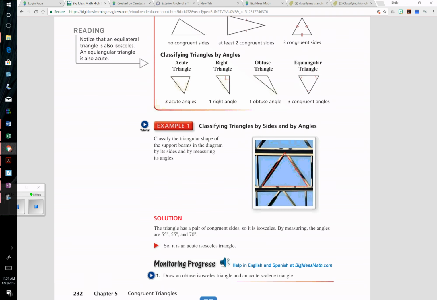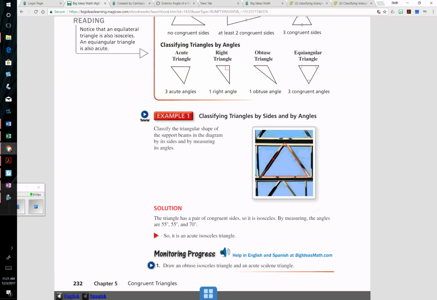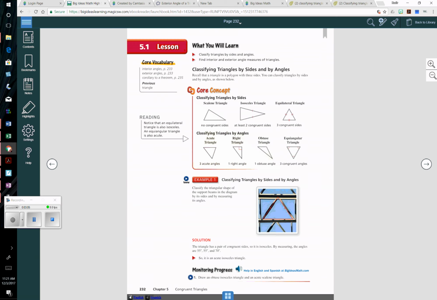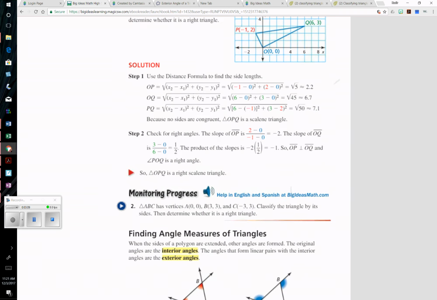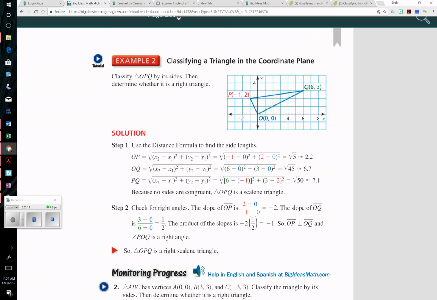Okay, so that was one video. You could keep going and look at some of the other stuff. Also, some of the notes. Go to the next page. Now, this is something we did before, where you classify the triangle in the coordinate plane, and you'd have to use a distance formula. And here's a stepped out solution of how to do it in this example.